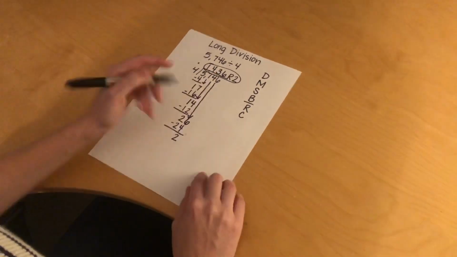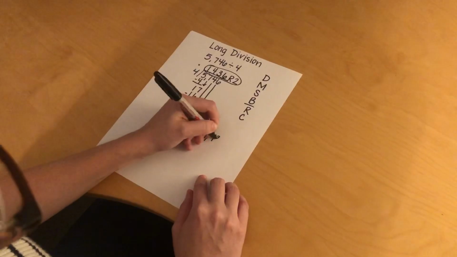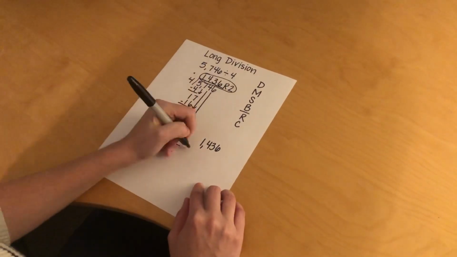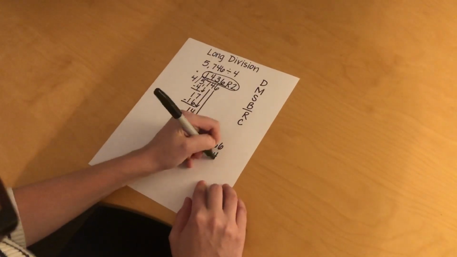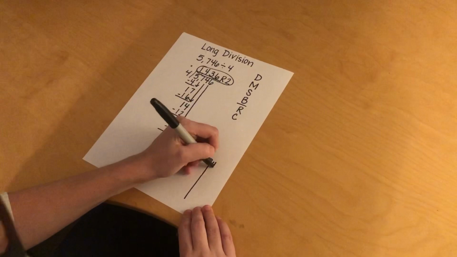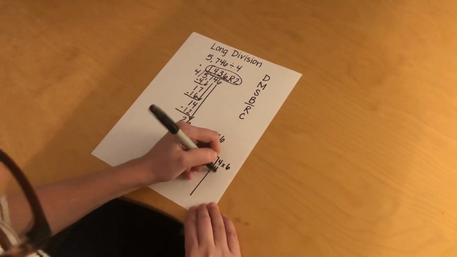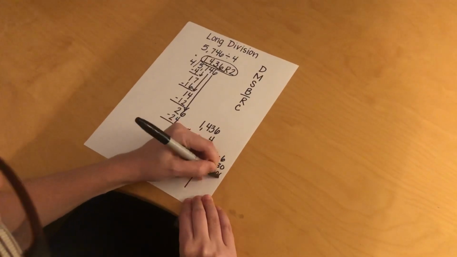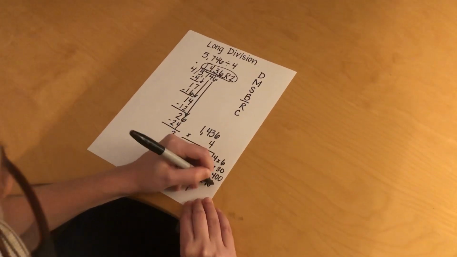So I'm going to take my answer, 1,436. I'm going to ignore the remainder for a second and multiply it by my divisor, times 4. I'm going to do partial products. 4 times 6, 4 times 30, 4 times 400, and 4 times 1,000.